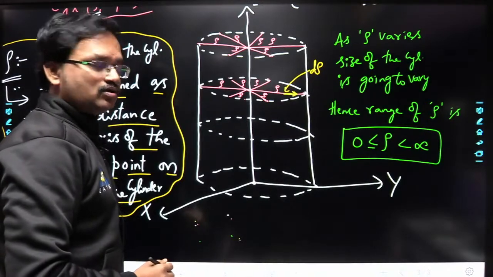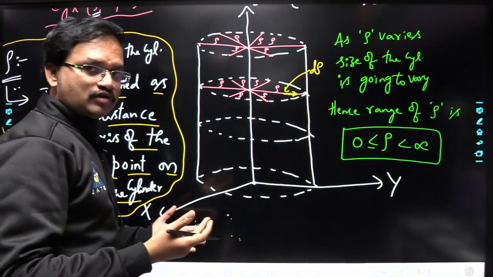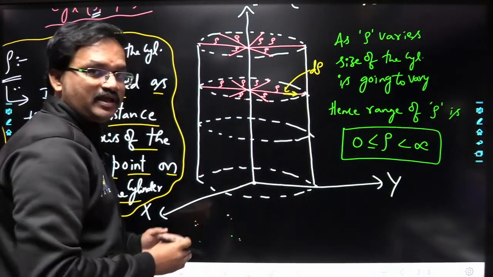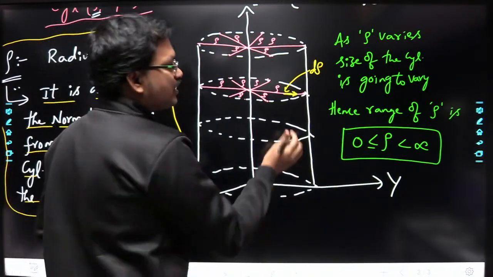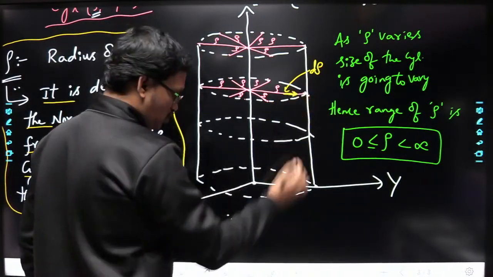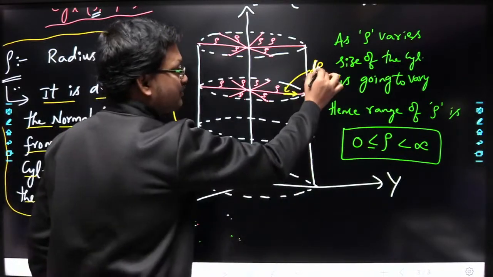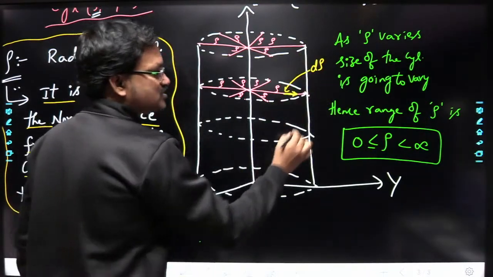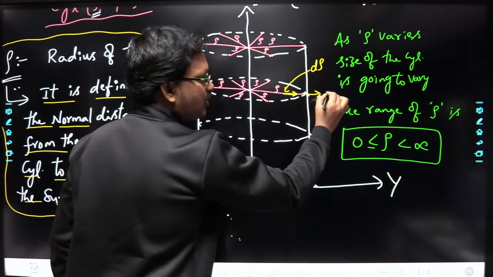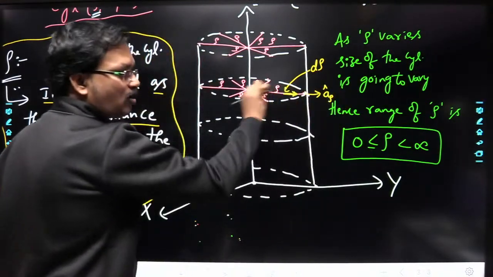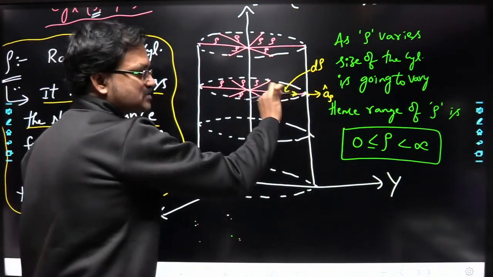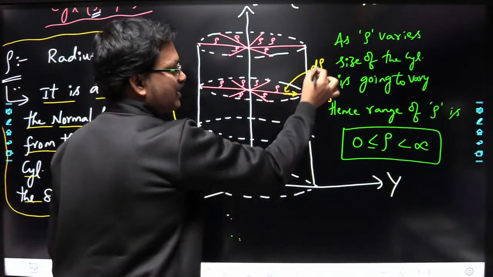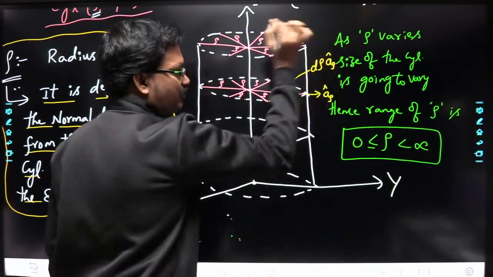In rectangular coordinate systems, what have we done? We have considered a small differential length along x, which we represented as simply dx a x cap. Now here we are considering a small differential length along rho, so I can represent that as simply d rho. And what is its direction here? Its direction is along a rho cap. A rho cap represents the radial direction. Hence the differential length I can represent as d rho a rho cap.